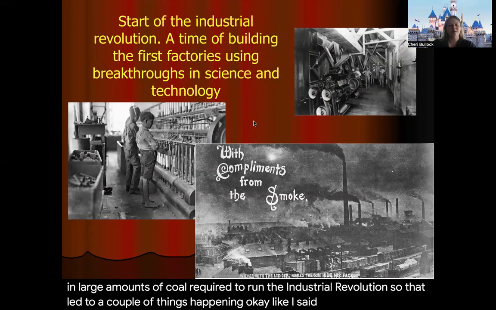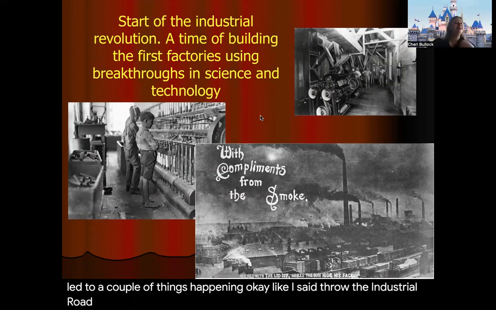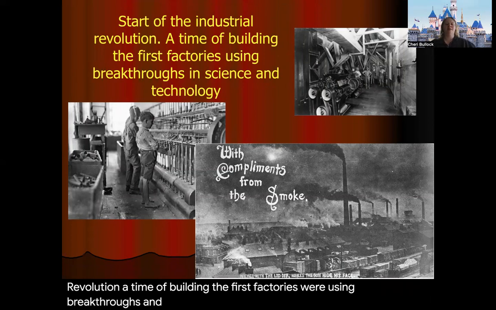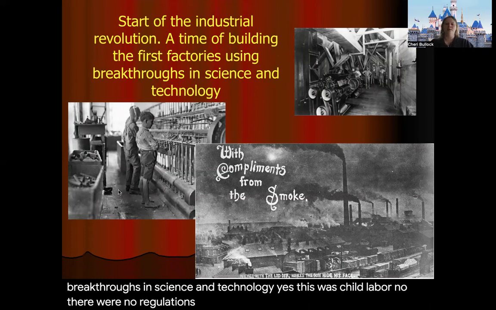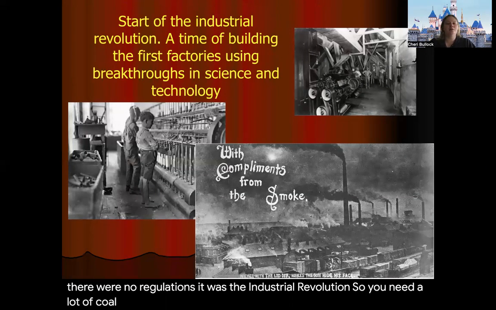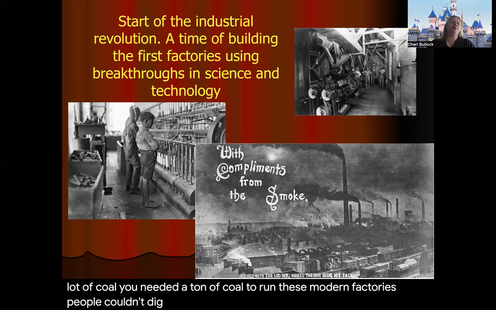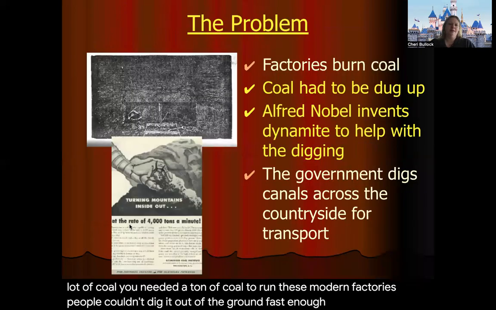Like I said, it started the Industrial Revolution, a time of building. The first factories were using breakthroughs in science and technology. Yes, this was child labor. No, there were no regulations. It was the Industrial Revolution. So you needed a ton of coal to run these modern factories. People couldn't dig it out of the ground fast enough. That was a huge problem.